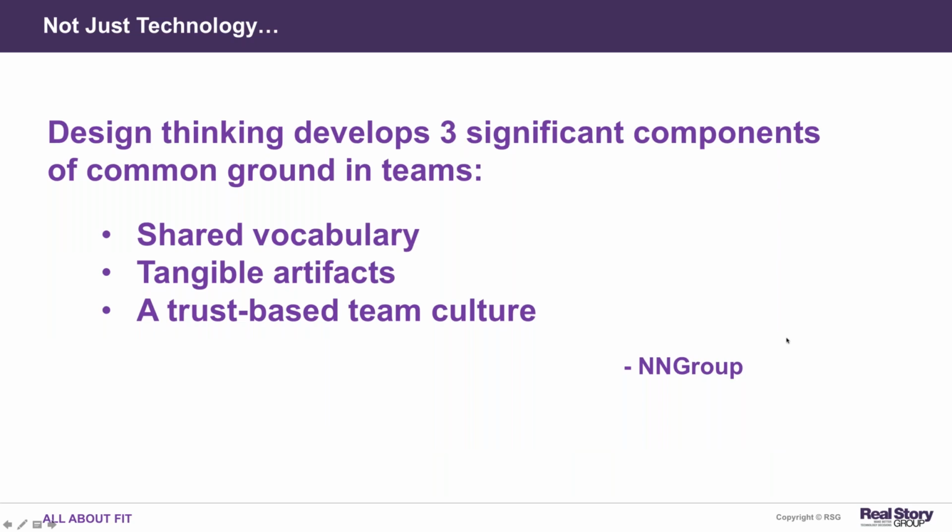as well. So the Nielsen Norman Group also, when they talk about design thinking, say there are 3 significant components of common ground within teams: a shared vocabulary, tangible artifacts, and a trust-based team culture. And what we think is, when we apply that design thinking to this technology process, you get all three of these things if you do it right. That shared vocabulary in those use case scenarios, those tangible artifacts in the actual proofs of concept that you develop, and a trust-based team culture because you've gotten a holistic input from all over your organization and everyone marching in the same direction and bought into where you're going.